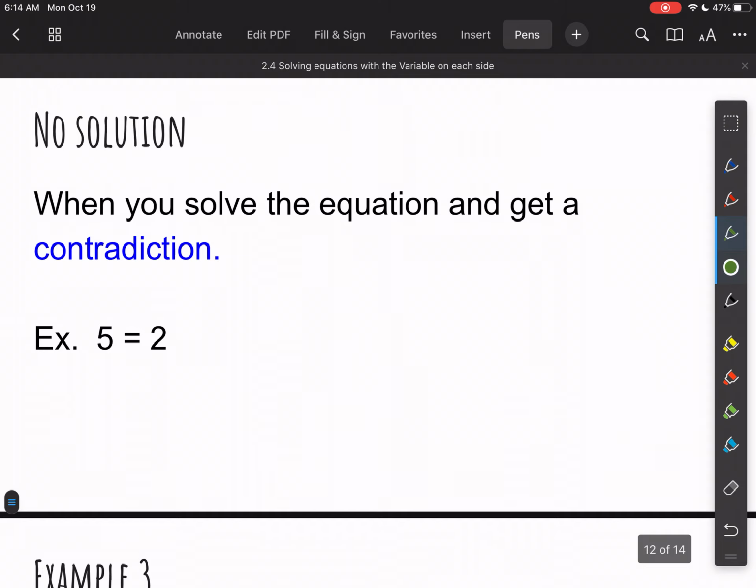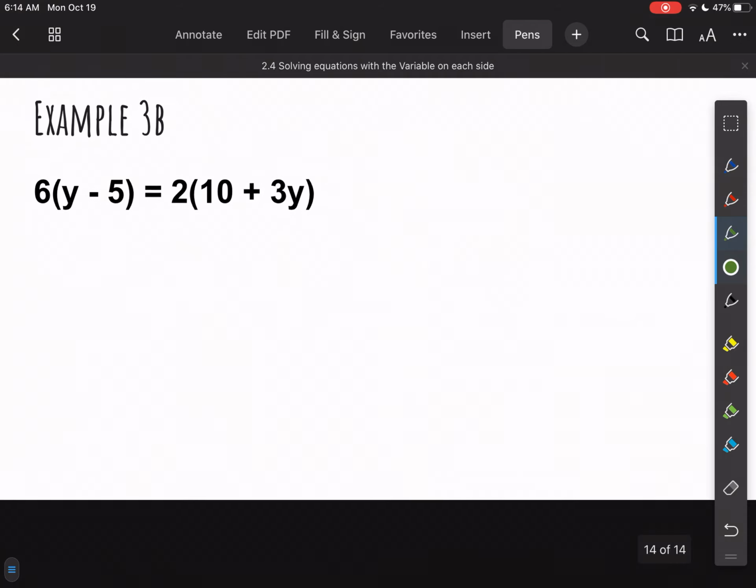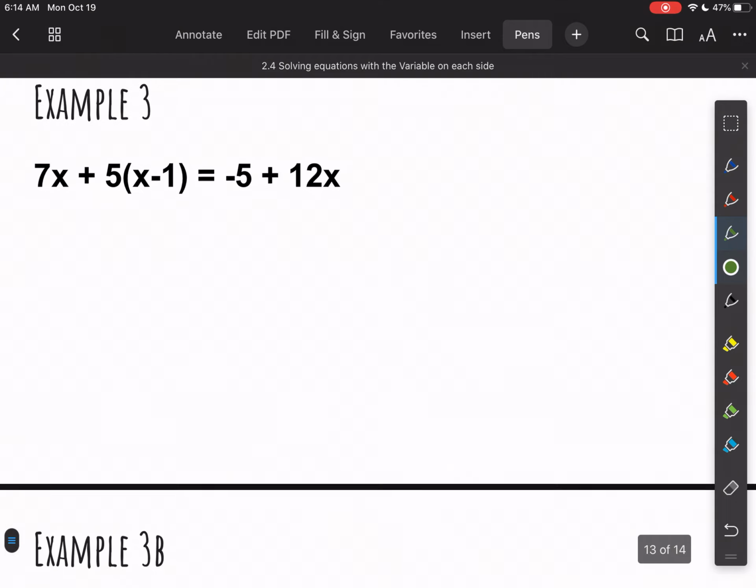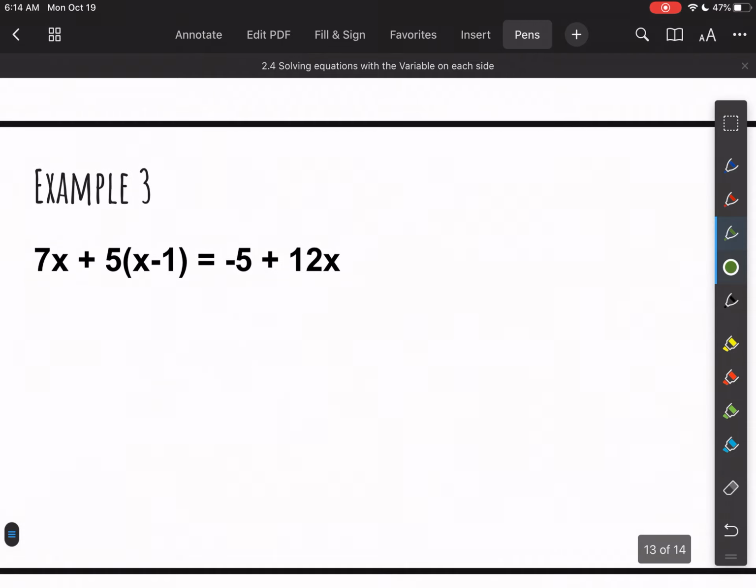Sometimes you get no solution. That's when you solve an equation and you get a contradiction. So if you get something like 5 equals 2, this is obviously not a true statement. This does not ever hold up. If you get a contradiction like that, you will have no solution. Let's look at example 3, and then you guys will be on your own. So these will either be all reals or no solution for example 3.